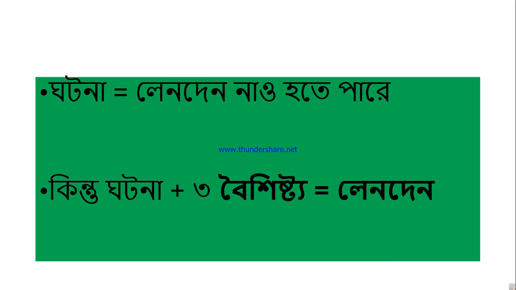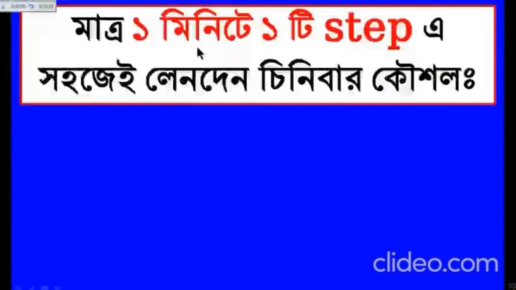Event, sometimes it may not be a transaction, but event plus three characteristics. Number one, at least two parties involvement. It must be measured by common monetary terms. It must change the financial position of both parties. Event plus three characteristics equal to transaction. Okay. Now within 1 minute, you will understand all things at the same time, which one is transaction and which one is not. So for this reason, you have to look very clearly.